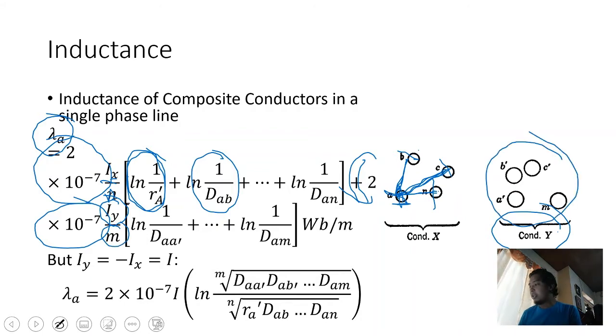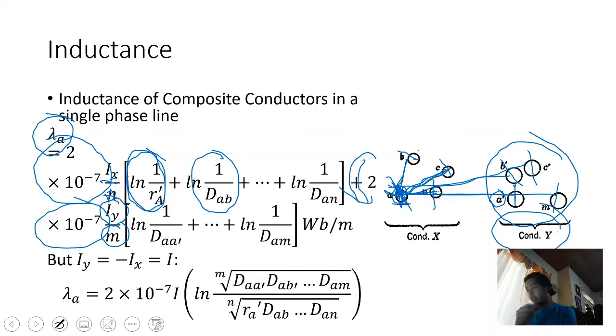times ln ng 1 over dA A prime. dA A prime. So, it's center to center. dA B prime, center to center. dA C prime, center to center, and so on and so forth hanggang center to center km.